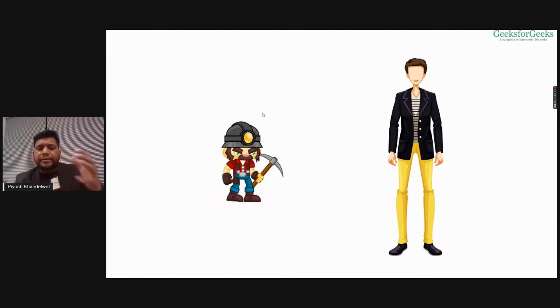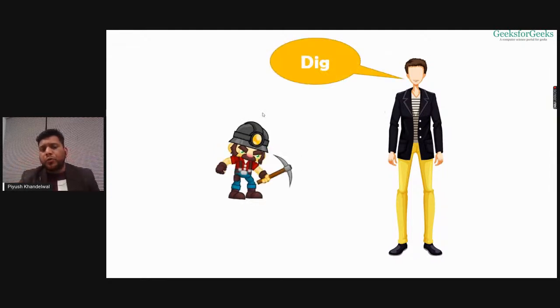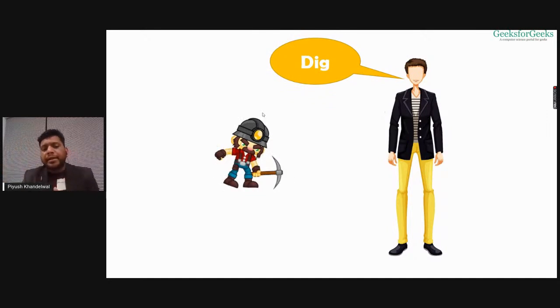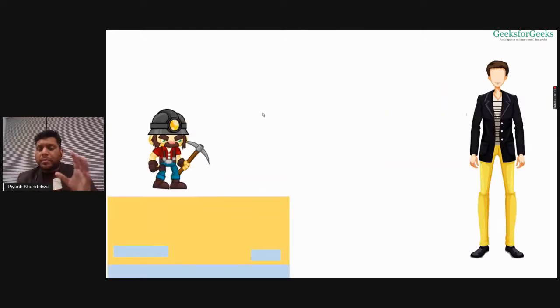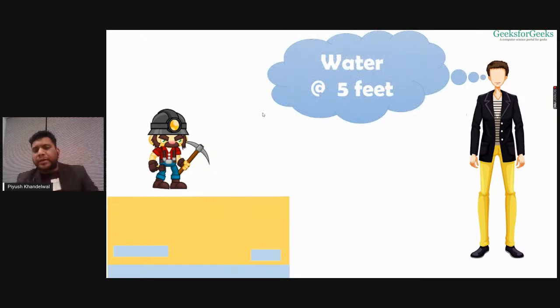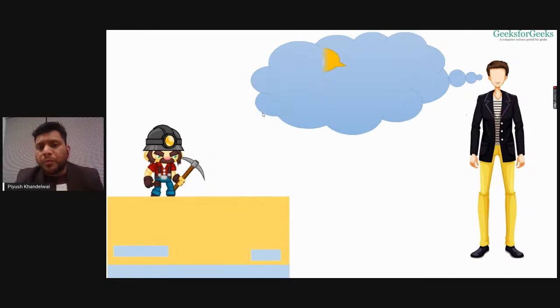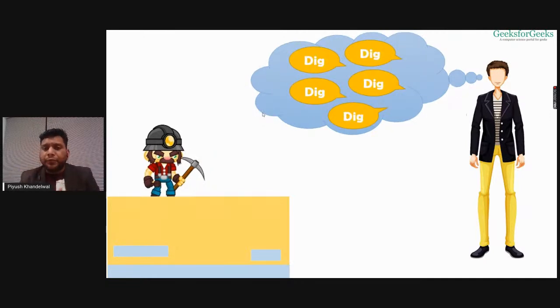This is a digging robo. Whenever I give it an instruction, dig, it hits the hammer on the ground and digs 1 foot of the ground. Now suppose I think I'll get the water at 5 feet below the ground. So what will I have to do? I have to instruct my robo to dig 5 times, because when I say dig one time, it will hit the hammer and dig out 1 foot at a time, right? So to dig out 5 feet, I'll have to say dig 5 times to this robo.